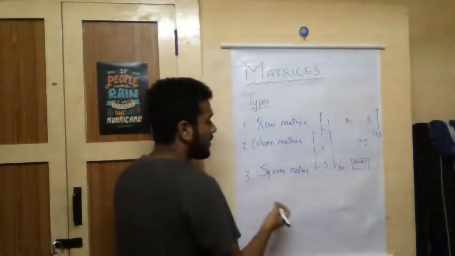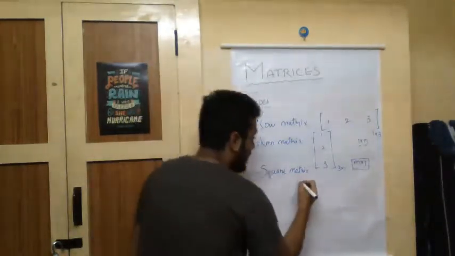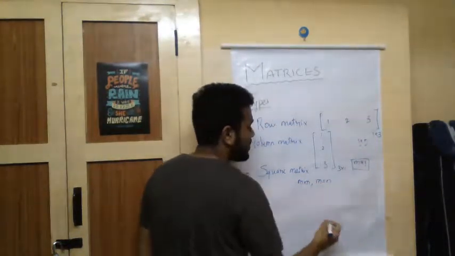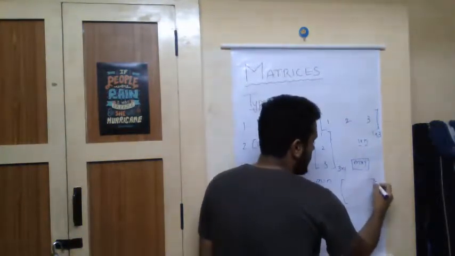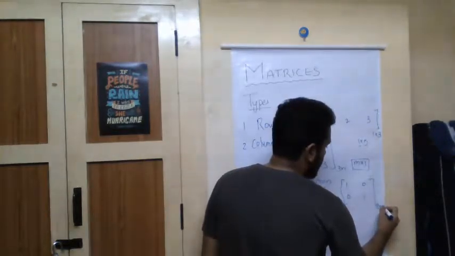A square matrix has an equal number of rows and columns. So if the matrix is m cross n and m equals n, then it's a square matrix. An example would be a 2 by 2 square matrix: 1 0 0 1. This is a 2 by 2 square matrix.